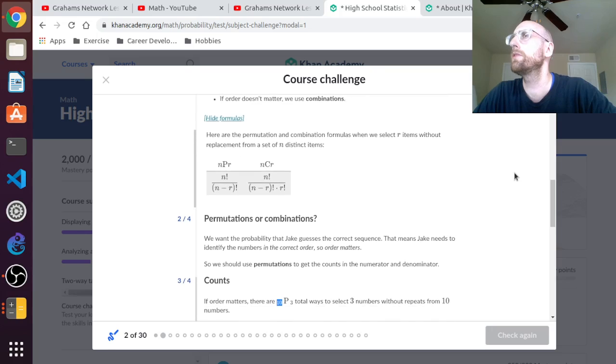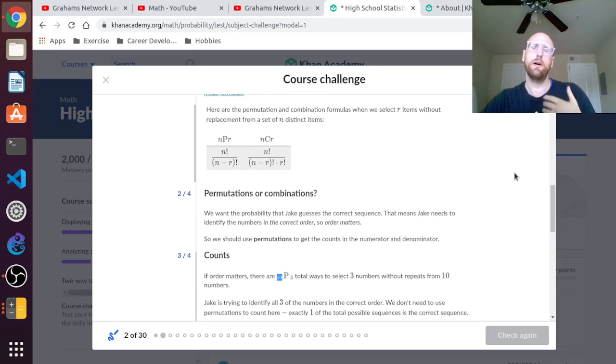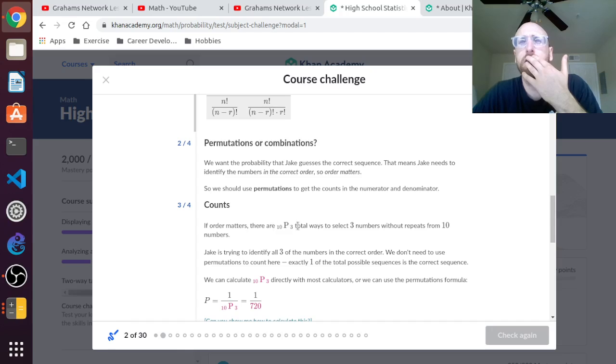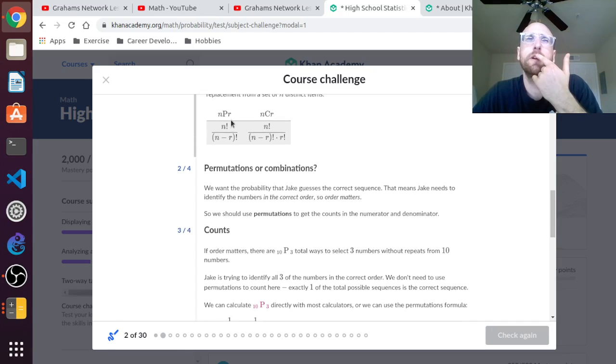Now, I think there's also a difference if Rosa can make choices of the same number. That would change the number of choices you can make, or something like that. I don't remember exactly. If order matters, there are 10P3, so we can see 10 is our number n. P means that the order does matter, and 3 is our number r here, so we can see how to plug that into the equation.